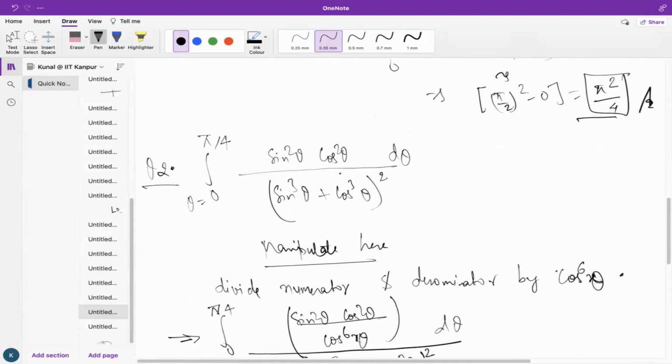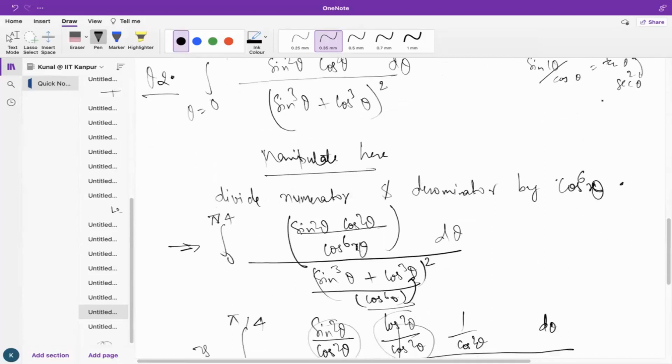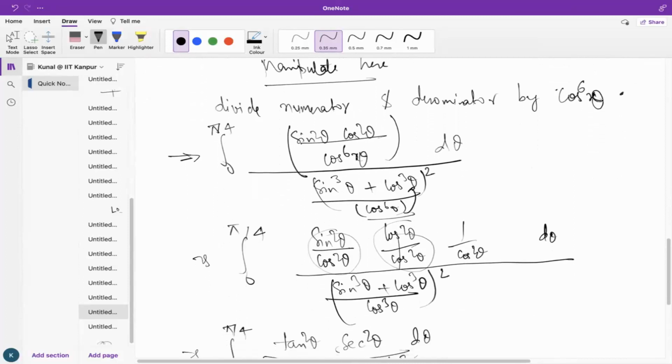So in this problem, what do I do? I do some manipulation here. First we have to create sine and cos. Sine and cos are related to tan. Sine by cos theta is tan, and tan theta and sec square theta are interrelated by differentiation. So you have to get an idea: if we divide the numerator and denominator by cos to the power 6 theta, we can create the tan theta and sec theta terms. The differentiation of tan theta is sec square theta. So we are using those things there.